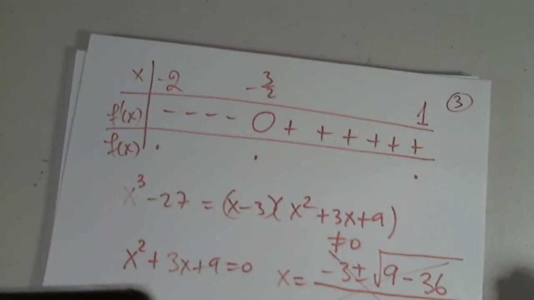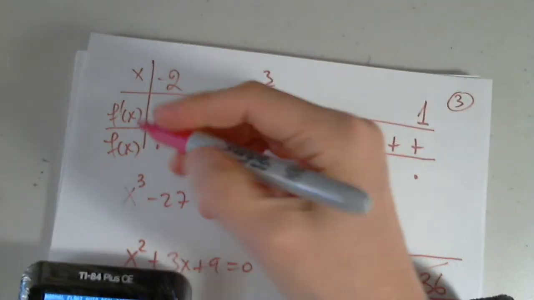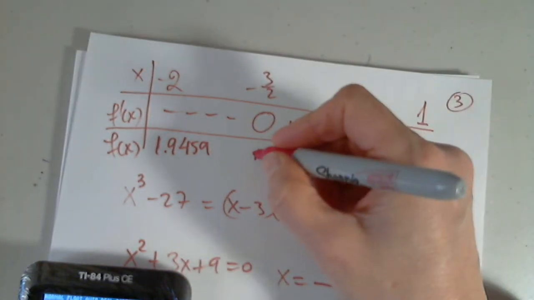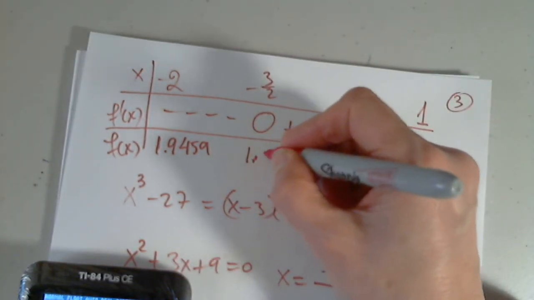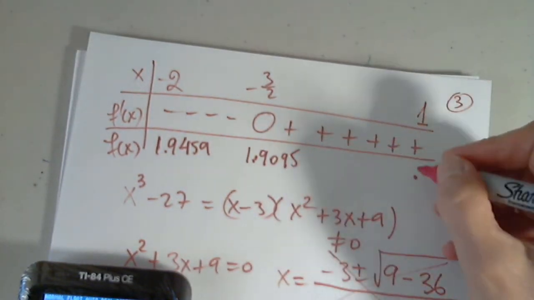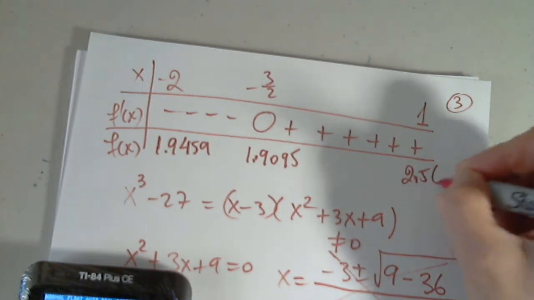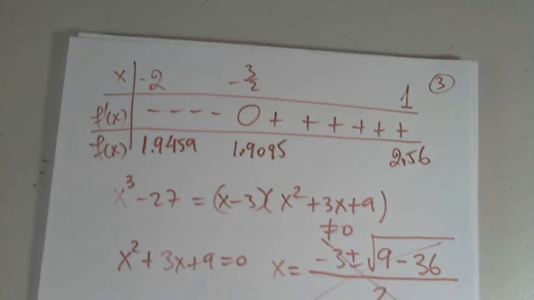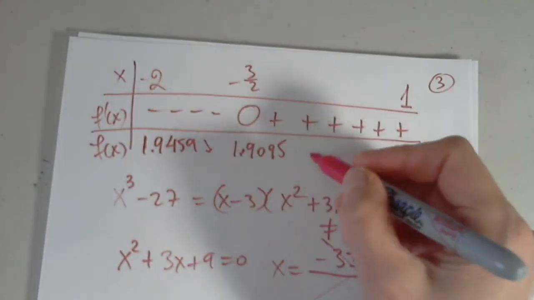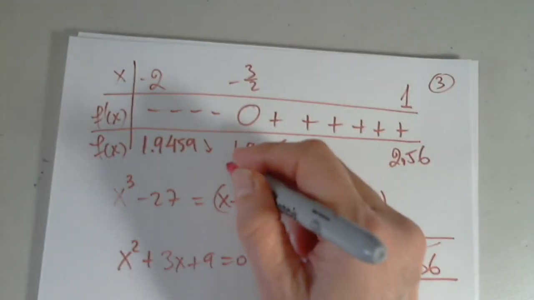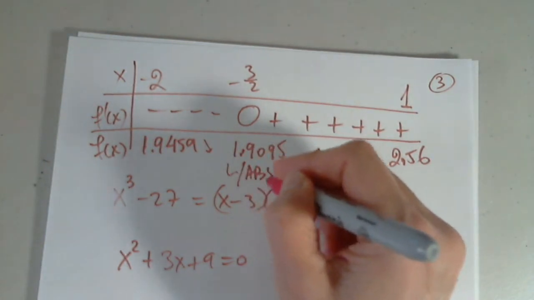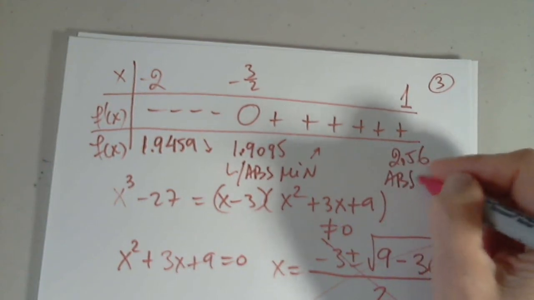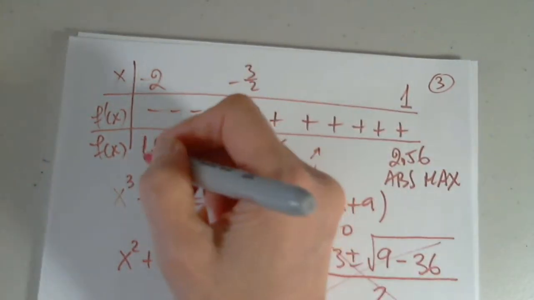The first one is 1.9459. The second one is 1.9095. And the last one is 2.56. So therefore, I know that this is the local and absolute min. Obviously, this is the absolute max, and this is nothing.